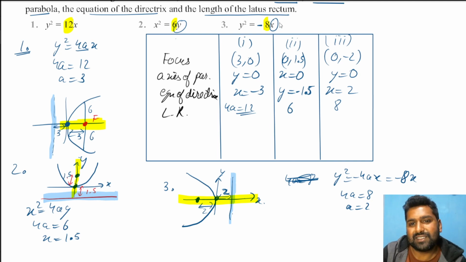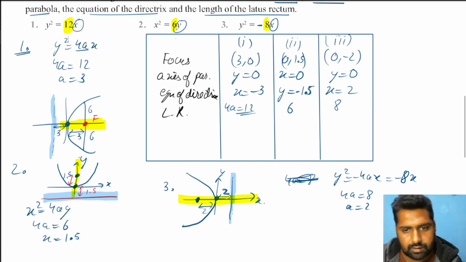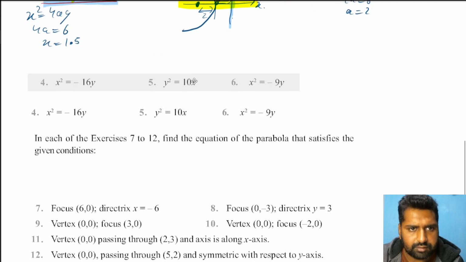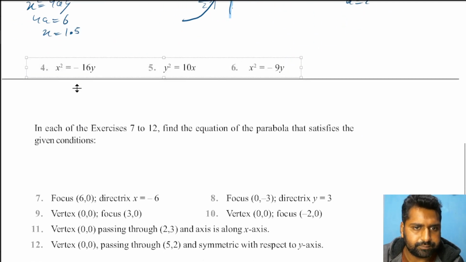Directly you could see the coefficient of x raised to power 1 or y raised to power 1. And for which axis you have to draw the parabola, that can also be decided by the power 1. Whichever power is 1, you draw the parabola on that axis. Okay. All right, let's do a few more to have a better understanding.